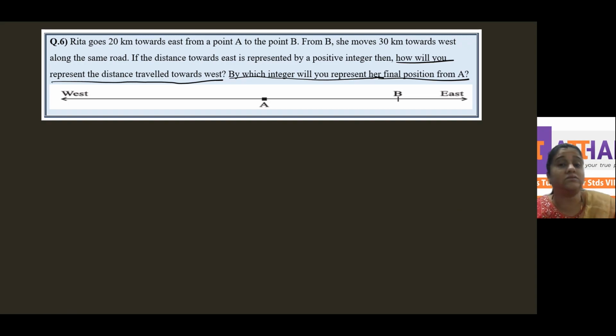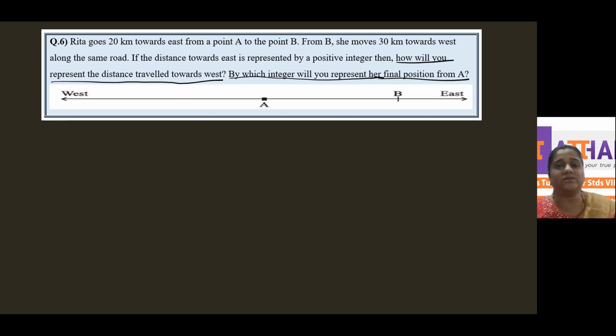So it's given that the distance traveled towards east is positive. So opposite direction, west will be negative. So that's the first question. How will you represent the distance traveled towards west? The distance traveled towards west will be represented by a negative integer. East is positive. West is negative.